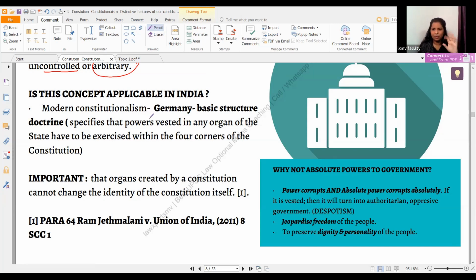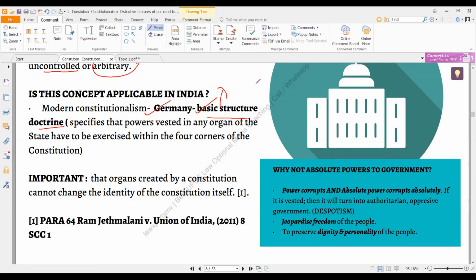First, a very, very important modern thinking of constitutionalism, we got from Germany. That is the basic structure doctrine. This doctrine was given in which case? Shankari Prasad? No, it's not Shankari Prasad, I know. I'm just asking you. Shankari Prasad? No. Who told you?